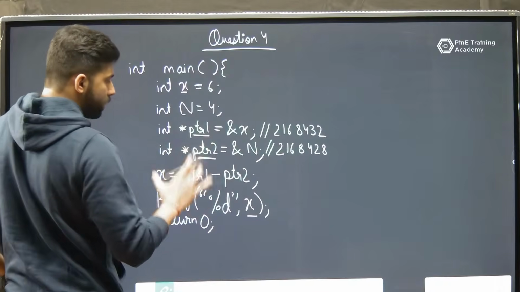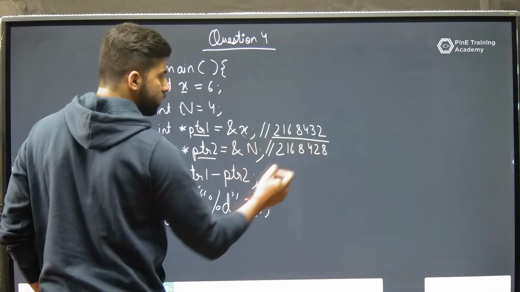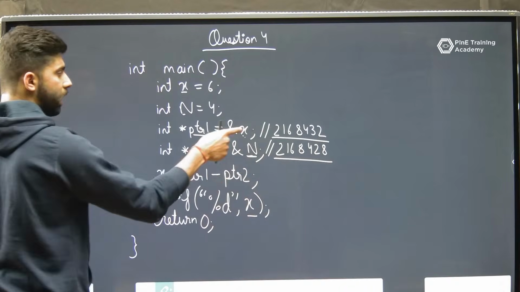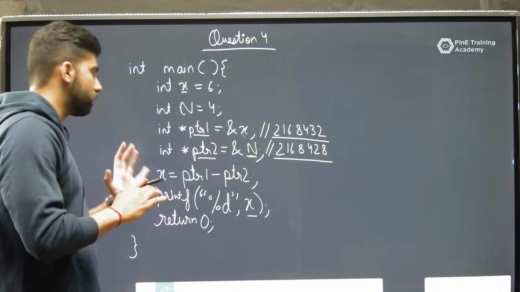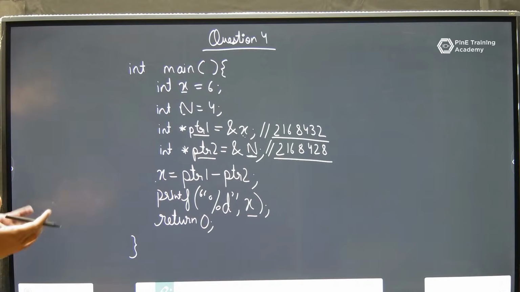For the simplicity of this question, I am assuming the address of x to be this and the address of n to be this. So this is the address of x and this is the address of n. Now think about this code and try to figure out what the answer will be.